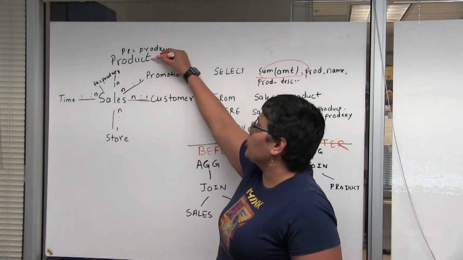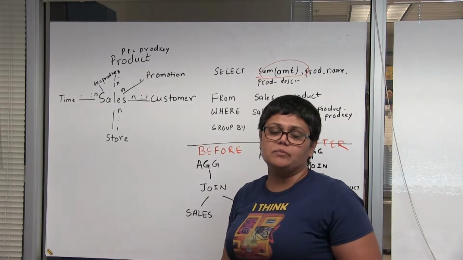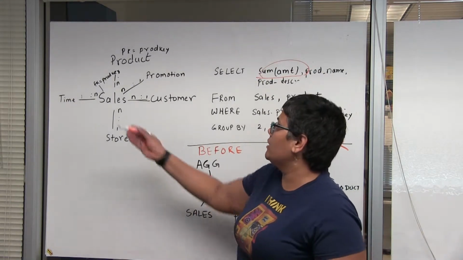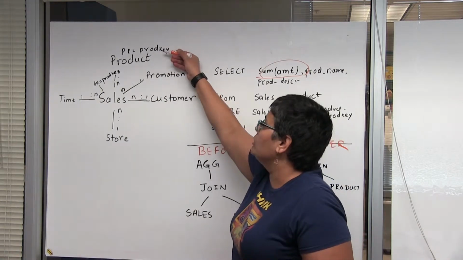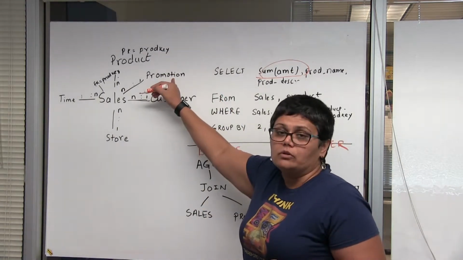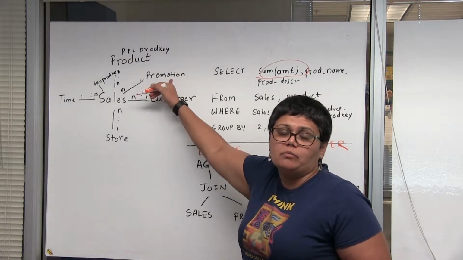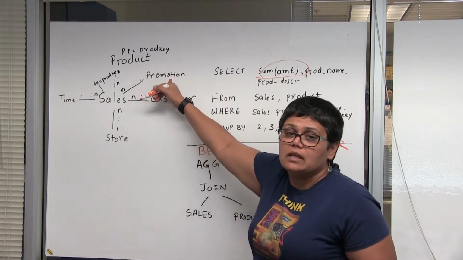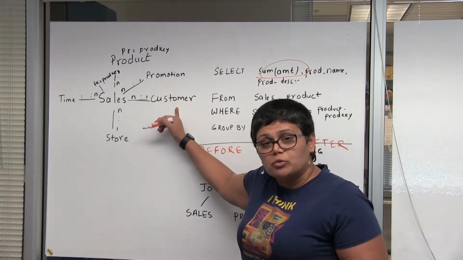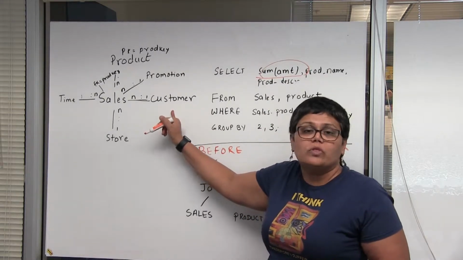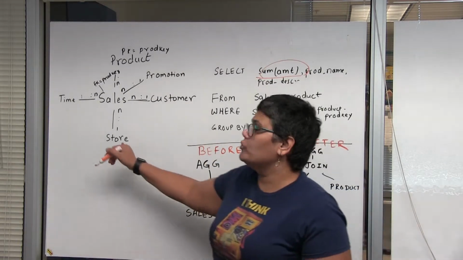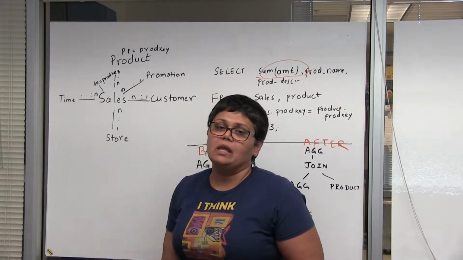In this example, the product dimension describes the products that were sold: 2% milk, 1% milk, whole milk, and so on. Similarly, the promotion table might describe whether there was a promotion in place when the sale happened, which customer bought it, what is the email address, phone number, and so on and so forth. Same for store and time.